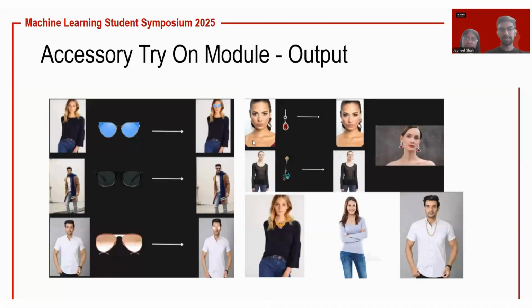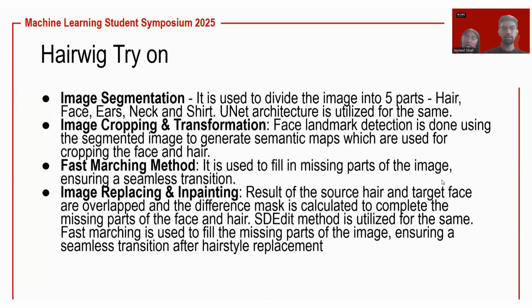So this is the output of the accessory try-on where you upload your image and the accessory, and you overlay it onto your face, generating a real output.